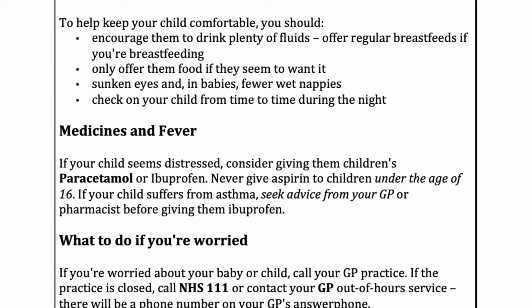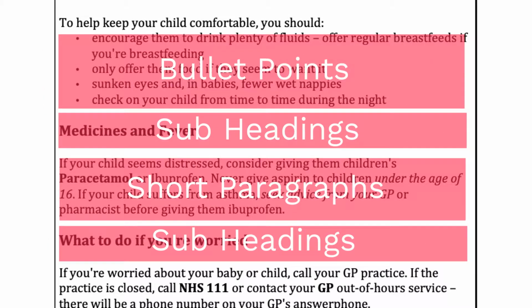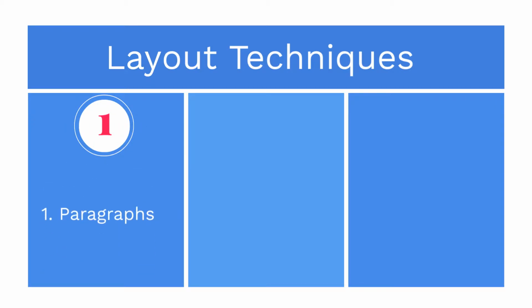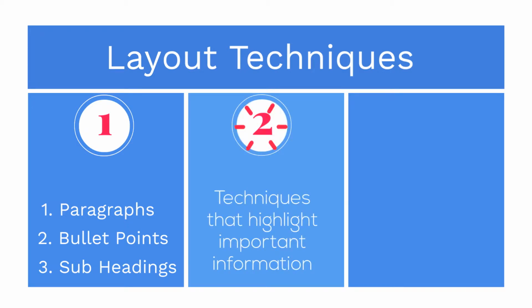We've already identified 3 layout techniques that the writer uses to get their message across: short paragraphs, subheadings, and bullet points. These are 3 techniques that make the text easier to read and understand. So how about techniques that highlight important information?